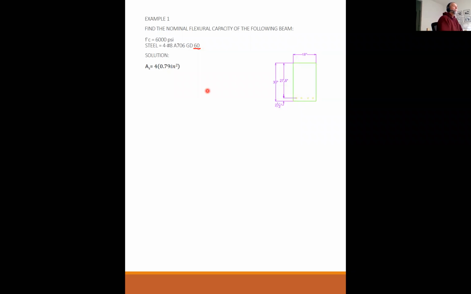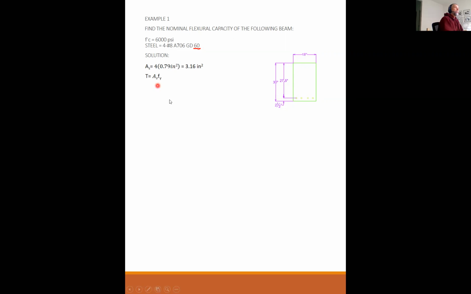Okay, so our solution. You have to go to either your first lecture notes, or the back of the textbook, or the back of your ACI code. Those are your 3 resources that you can go to, and look up the area for a number 8 bar. A number 8 bar is 0.79 inches squared. I have 4 of them, so 4 times 0.79, I have 3.16 inches squared of steel.